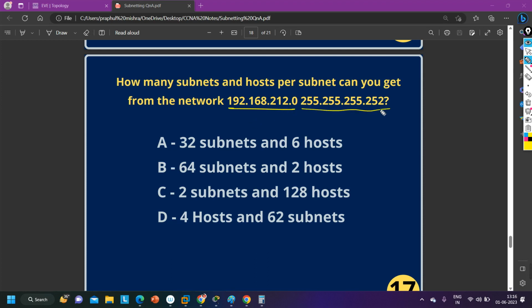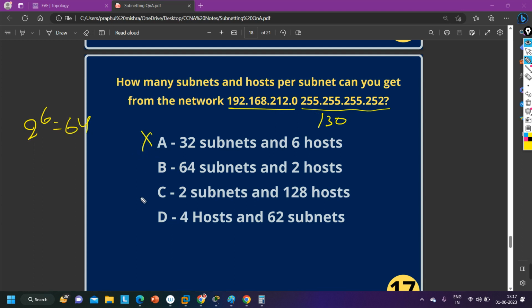Here, how many bits have we borrowed? It's class C, right? 252 means /30, so 6 bits borrowed. Yes or no? Yes. It is asking how many subnets you will get. So 2 to the power 6 is what?